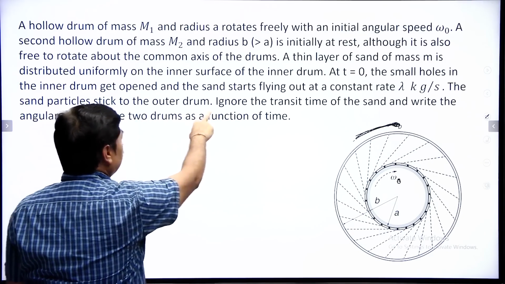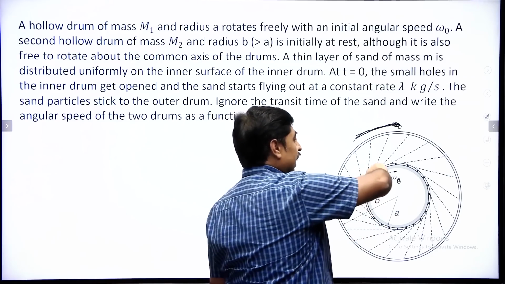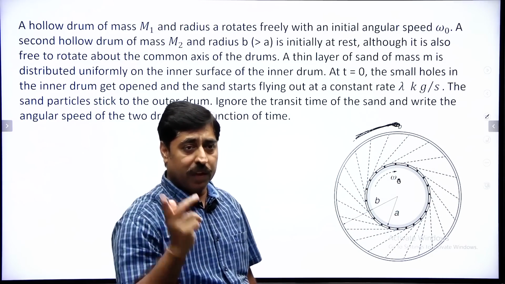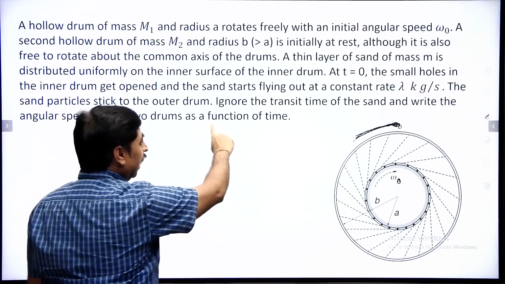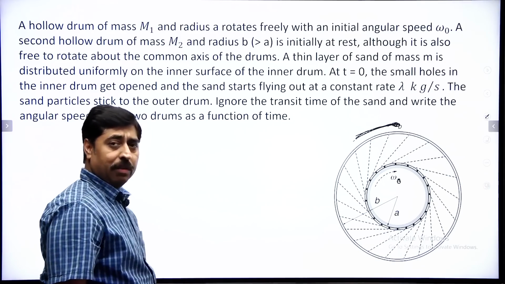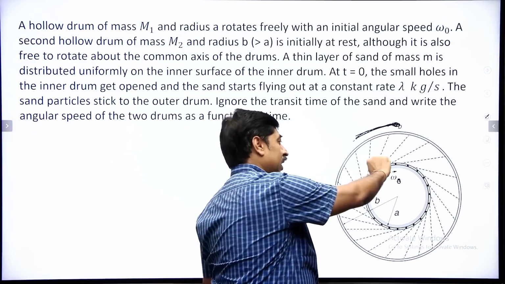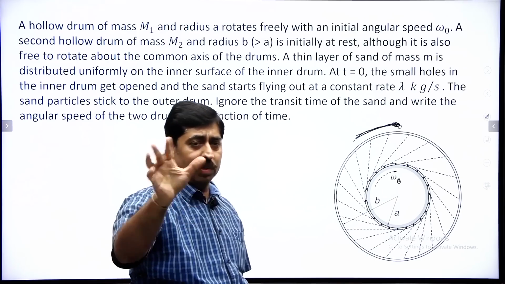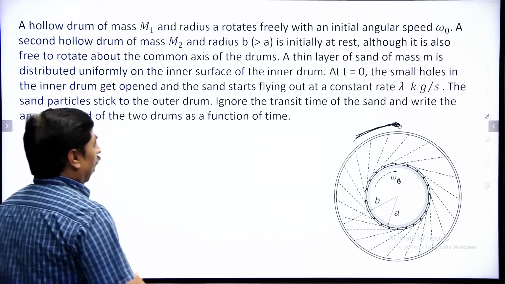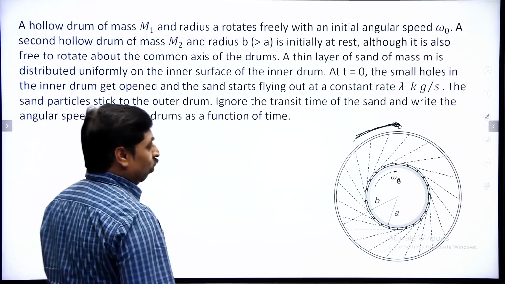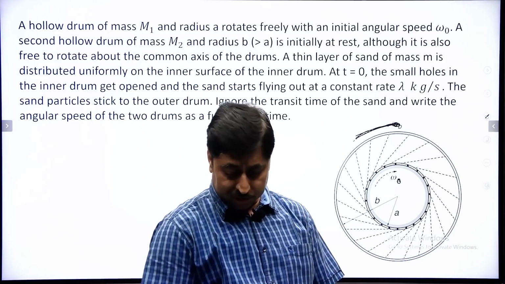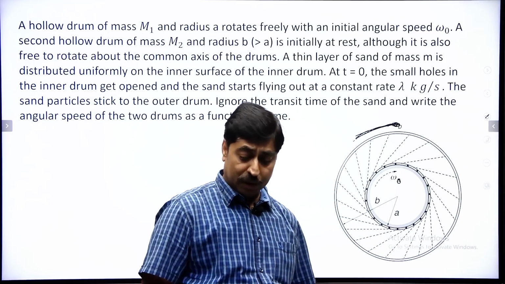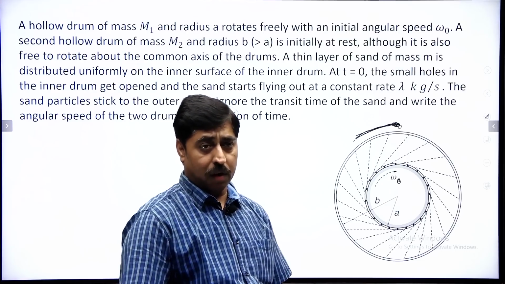The sand particles fly and stick to the inner wall of the outer drum. Ignore the transit time of the sand. That means a sand particle thrown out from the inner drum immediately reaches the outer drum. There is no time lag. And write the angular speed of the two drums as a function of time. The question says to write the angular speed of the two drums as a function of time.